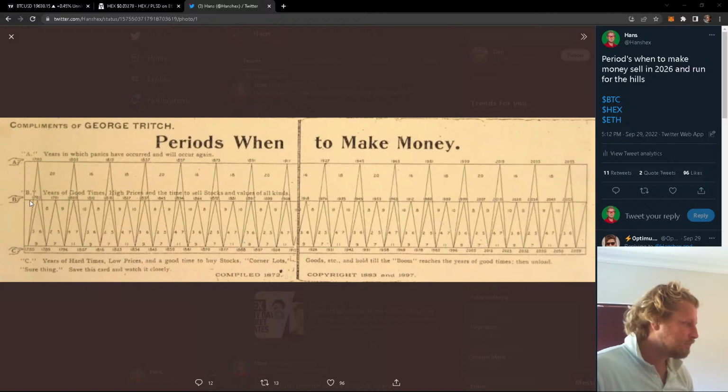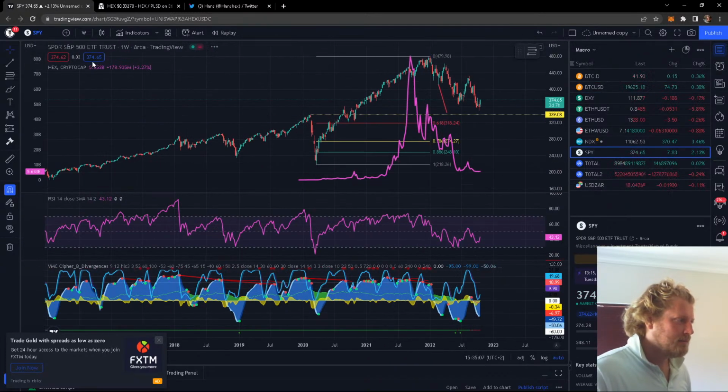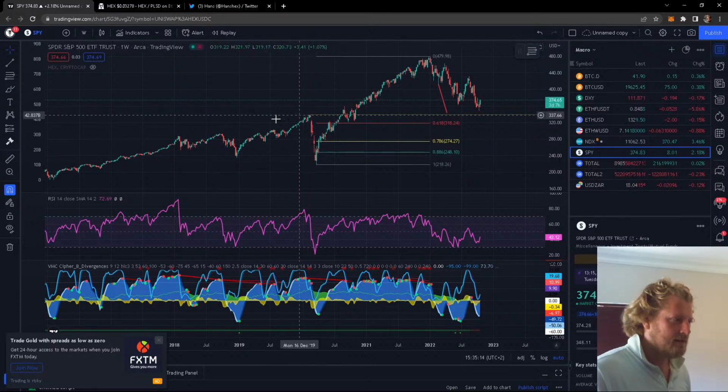Then B, that was A, that's the top line. B is the years of good times, high prices, and the time to sell stocks and values of all kind, right? So cryptocurrencies, of course, are values of some kind. And just in the last few years, you've got 2007, right before the 2008 crash. You can just look at the markets. Just quickly going to hide Hex here. That was our 2019 sell time right there.